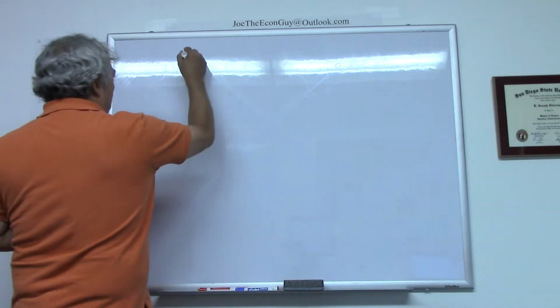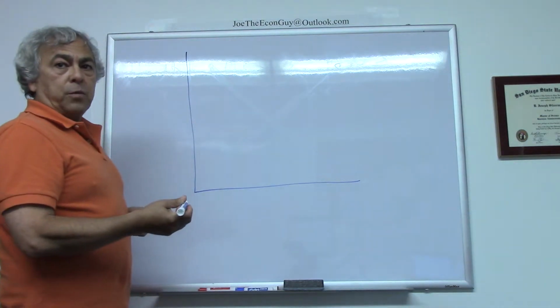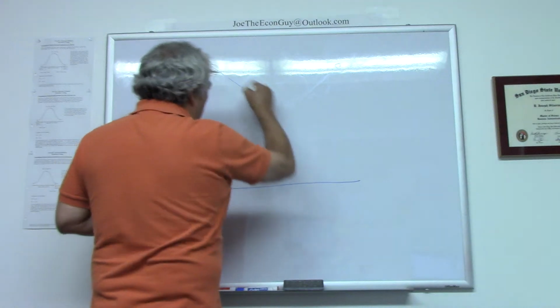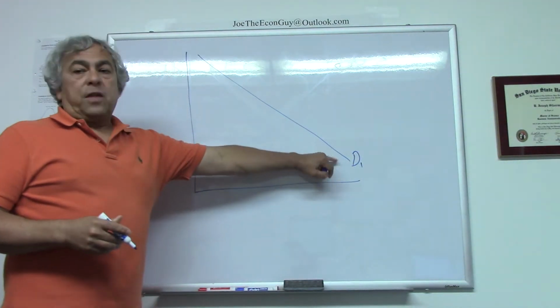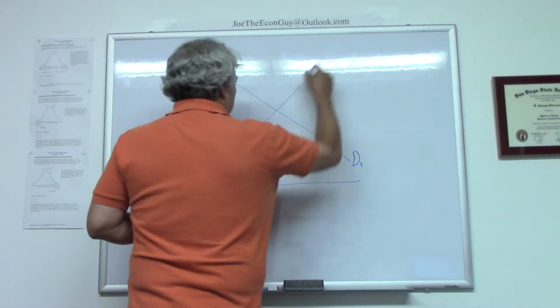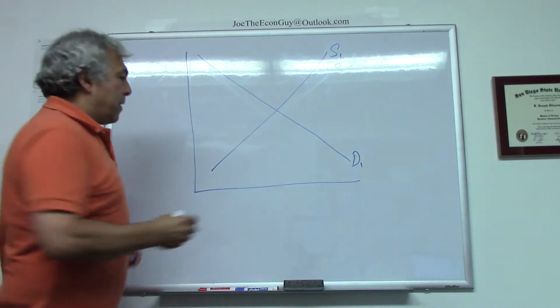All right, so what we'll do, being that we're doing the one in the middle, an increase in supply coupled with an increase in demand, is we're going to draw out our graph. We're going to draw a demand curve. I'm going to call this D1. That's to signify that this is our initial demand curve. We're going to draw out a supply curve. I'm going to call this S1 over here. This is to signify that this is our initial supply curve.